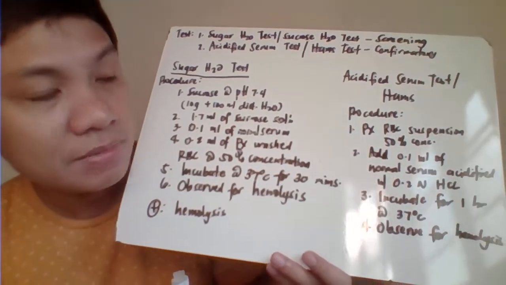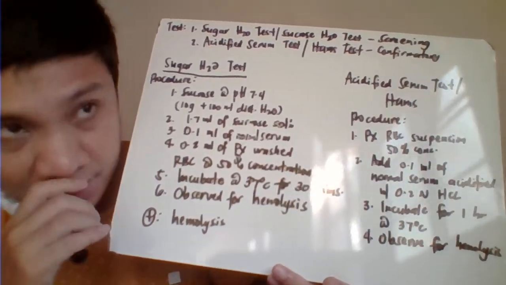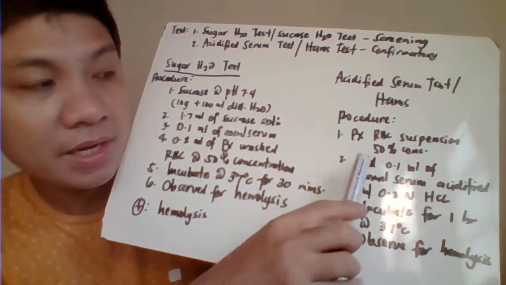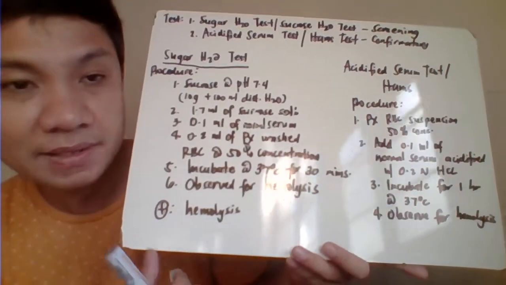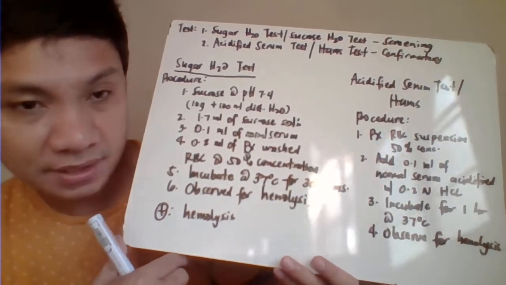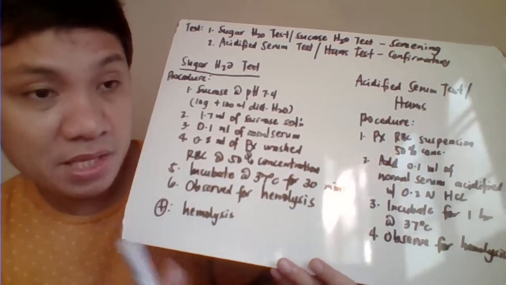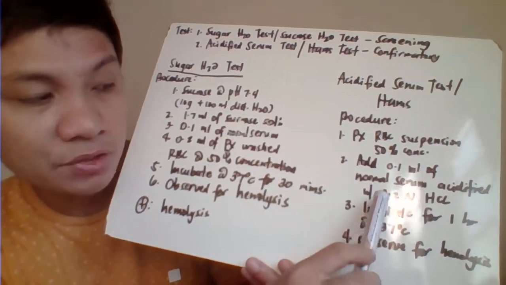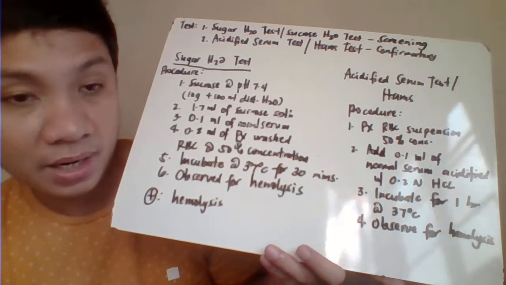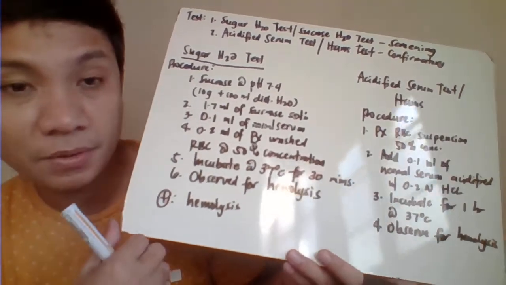Your acidified serum test, or the HAM test, would also have the same procedure, only that your serum here, as your reagent, is being acidified by addition of 0.1N hydrochloric acid. Then incubate that with the patient's red cell suspension at 37 degrees Celsius for 1 hour, and then observe for the hemolysis.